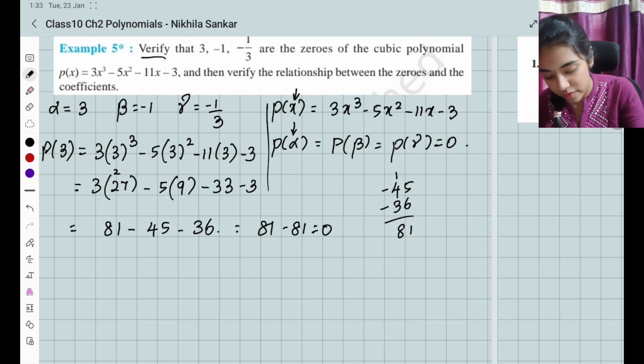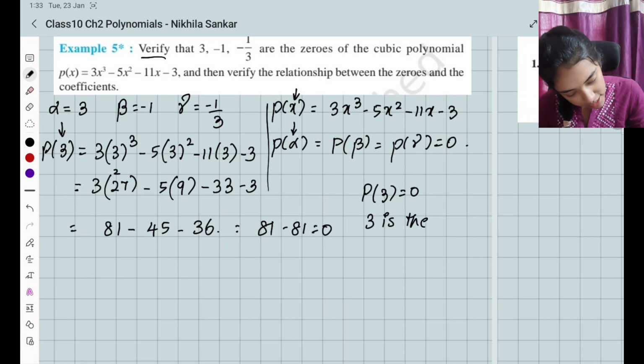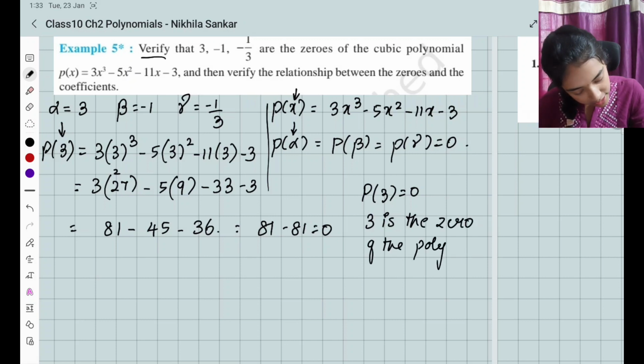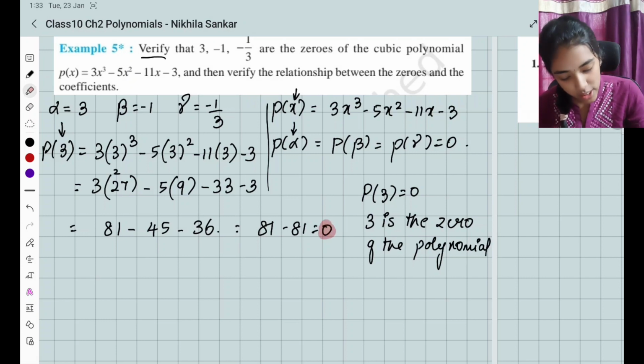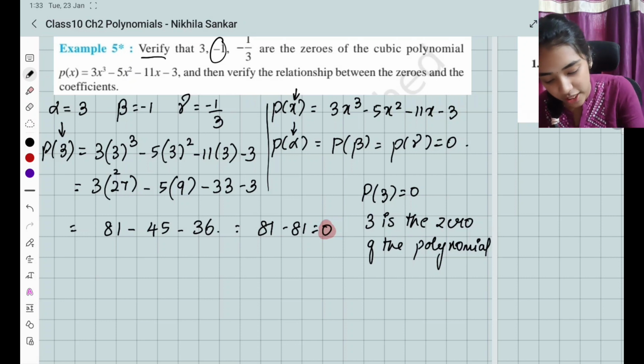So நம்ம என்ன check பண்ணோம்? We see that p of 3, I'll write it here. So we checked that P of 3 equals 0, which means 3 is the 0 of the polynomial. புரிஞ்சுதா? So இந்த இடத்துல இந்த வேல்யூவை சப்ஸ்டிடியூட் பண்ணா you have to get the result to be 0. இந்த இடத்துல 0 வந்ததுன்னா it means that it is going to be the 0 of the polynomial. இப்போ next value check பண்ணலாமா?